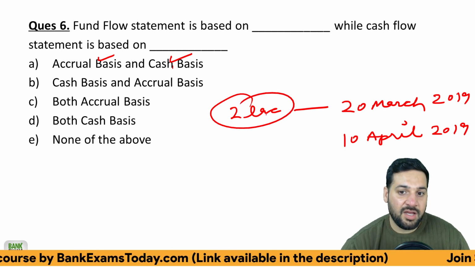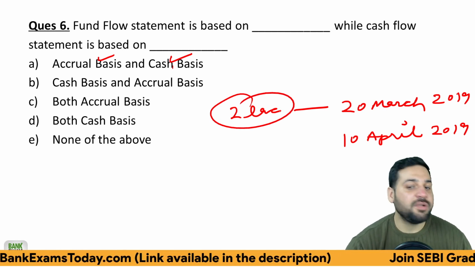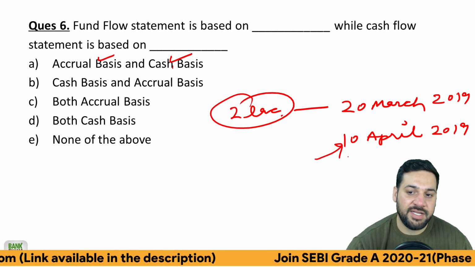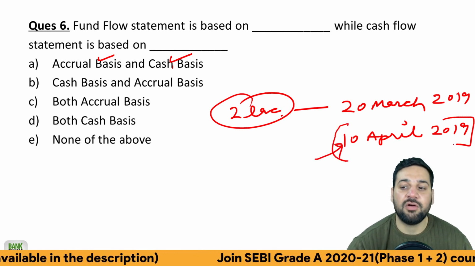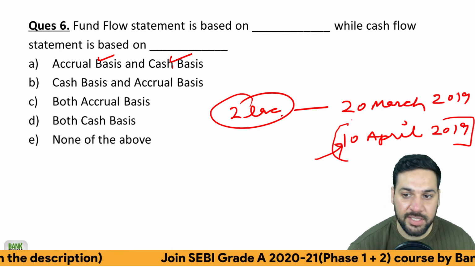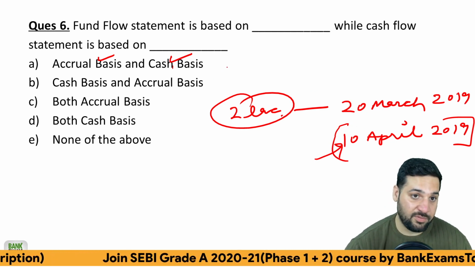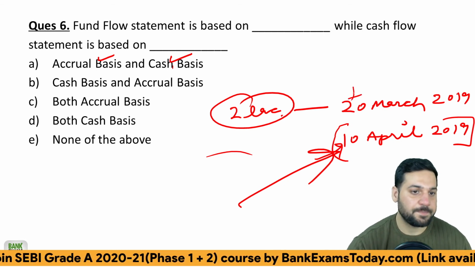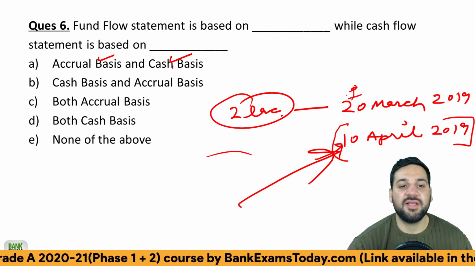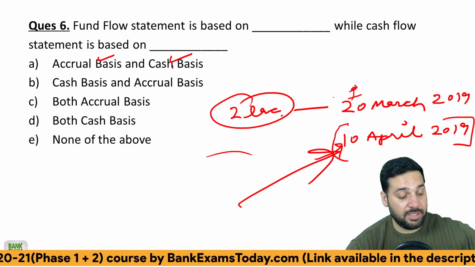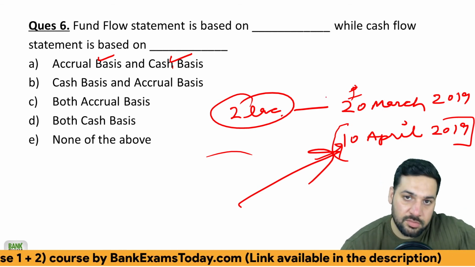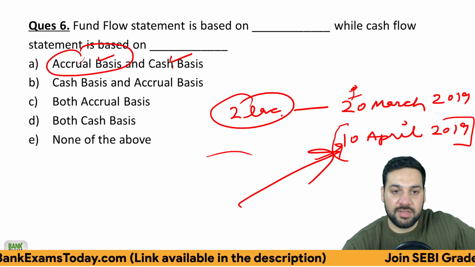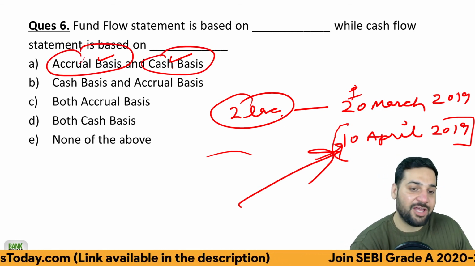So as per cash flow statement, because the payment was received in the 2019-2020 financial year, it will be recorded in 2019-2020 only. According to cash flow statement, this transaction would be recorded, not this one. While accrual concept says it will be recorded when it actually accrues, when it happened, right? So fund flow is based on the accrual concept, while cash flow is based on the cash concept.